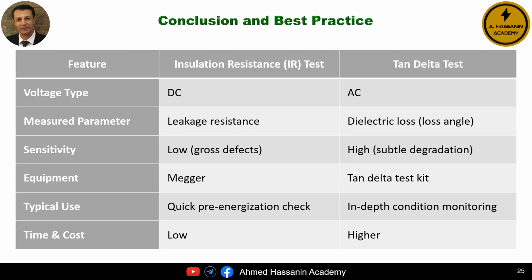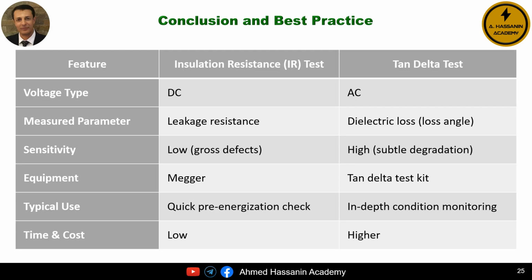In the insulation resistance test, what is measured is the insulation resistance or the leakage resistance, while in the case of the tan delta test, what is measured is the dielectric loss in the insulation or the dielectric loss angle. Regarding sensitivity, the sensitivity of the insulation resistance test is low, but the sensitivity of the tan delta test is high. Therefore, through the tan delta test, it is possible to detect even minor deterioration in the insulation.